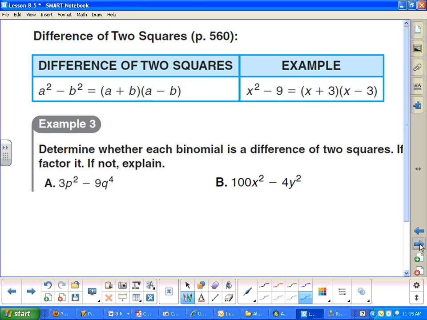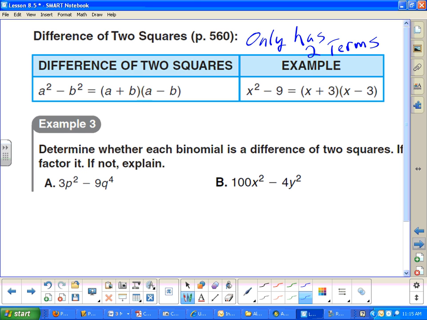All right? Okay, difference of two squares. I love difference of two squares. The only thing is with difference of two squares is some people get the two mixed up between perfect square trinomials and difference of two squares. Difference of two squares only has two terms. Okay? A squared minus b squared.